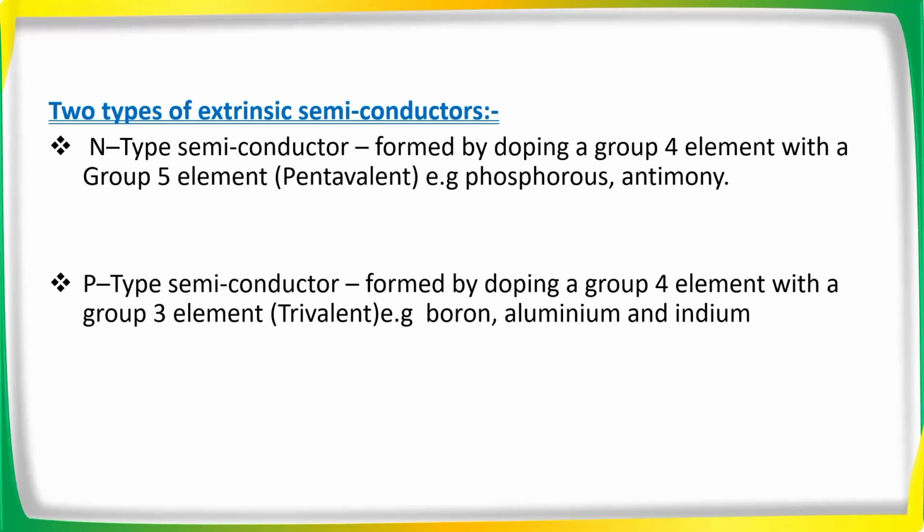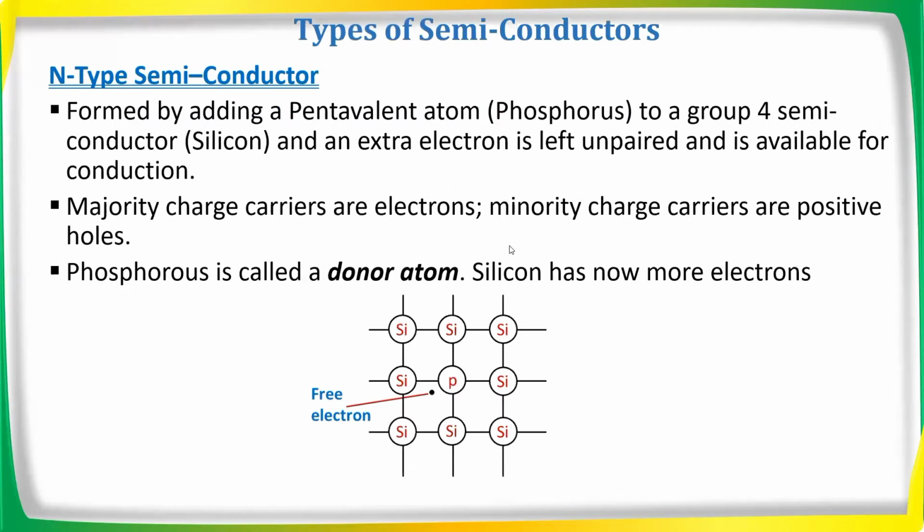You can either dope a semiconductor with a group 5 element, which is a pentavalent element, or you can dope it with a trivalent element, which is a group 3 element. Examples of group 3 elements are boron, aluminium, and indium. Now remember, group 5 elements are the ones that are non-conductors, but group 3 elements are actually conductors. So how do we get the N-type semiconductor? This is why we are adding a pentavalent atom, a group 5 element, for example phosphorus, to a group 4 semiconductor.